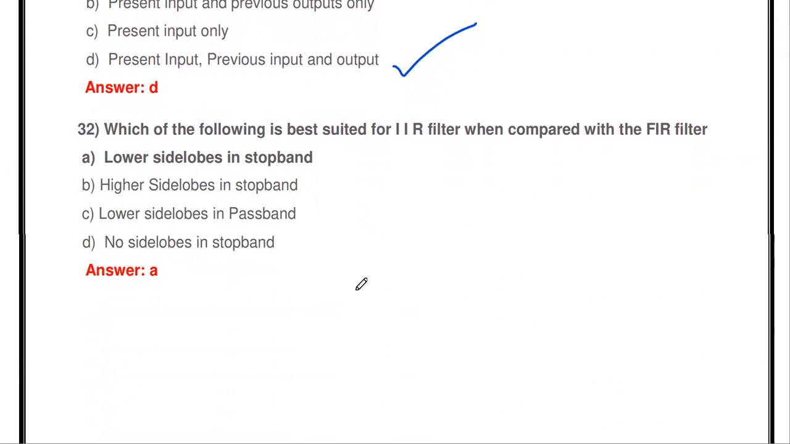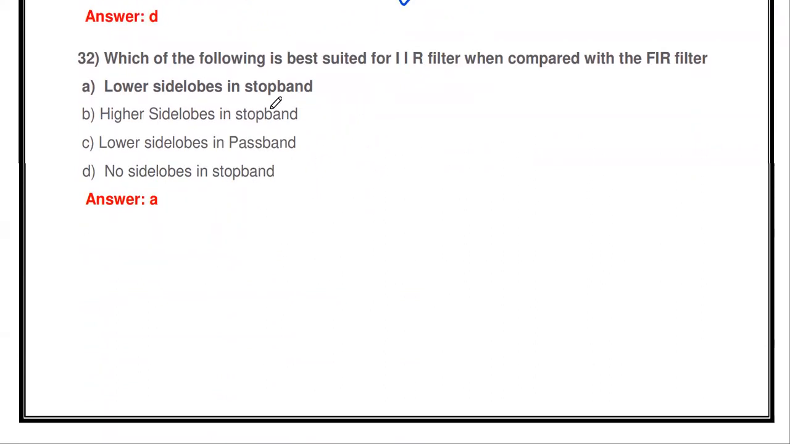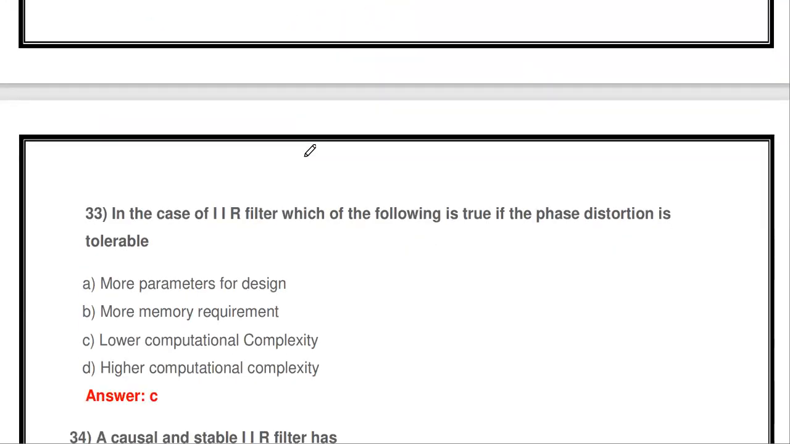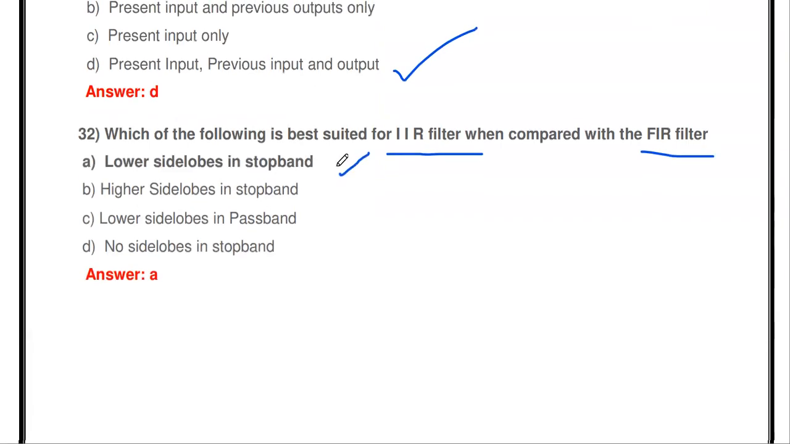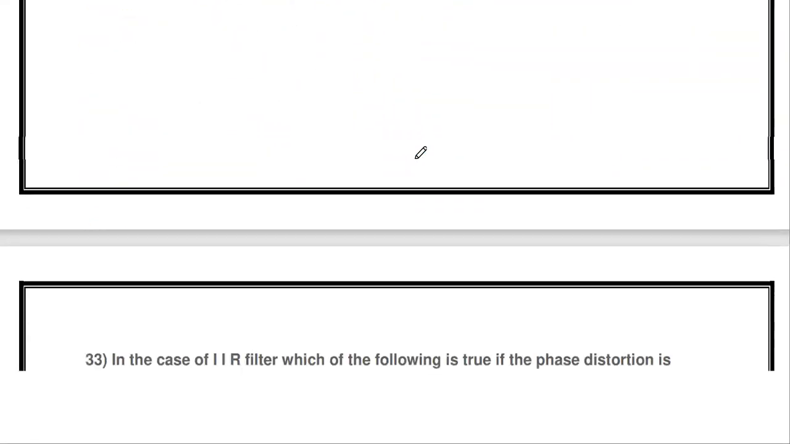Then the next one: which of the following is best suited for an IIR filter when compared with an FIR filter? Lower side lobe in stop band, higher side lobe in stop band, lower side lobe in pass band, no side lobes in stop band. When compared to FIR, the IIR is best suited with lower side lobe in stop band. This is the greatest advantage of the IIR filters.